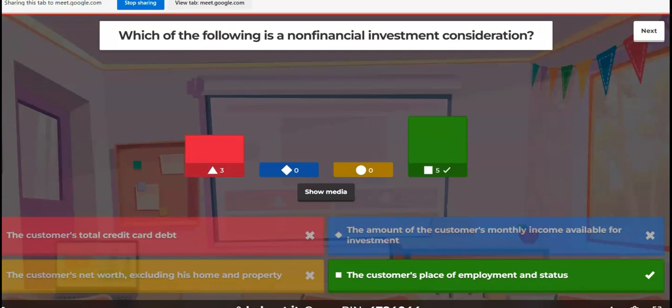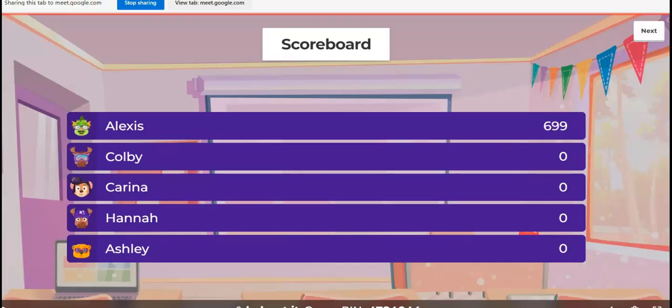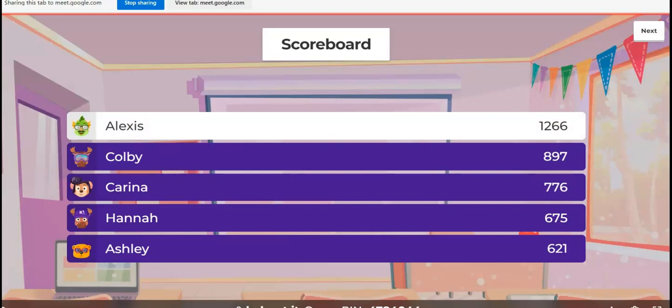There it is. Yes, did great. Right, non-financial investment consideration. It's definitely a consideration, it's just not a financial one. So, place of employment and status. Status meaning full-time, part-time, contractor, unemployed, in between, retired, those other things. Or in transition, that's what we used to call it, right? In transition. All right, lots of people put some points on the board now. Let's check our next one.